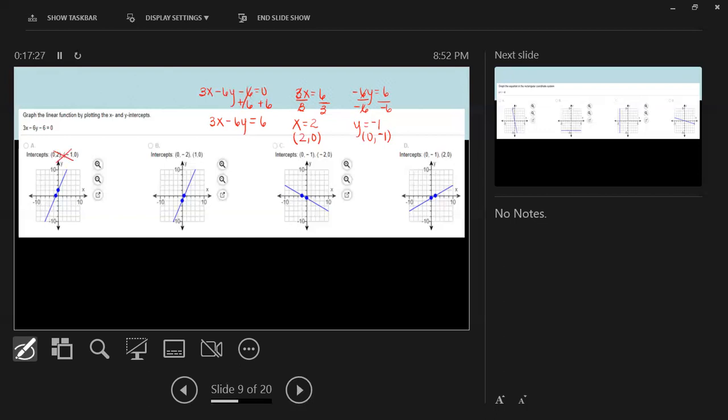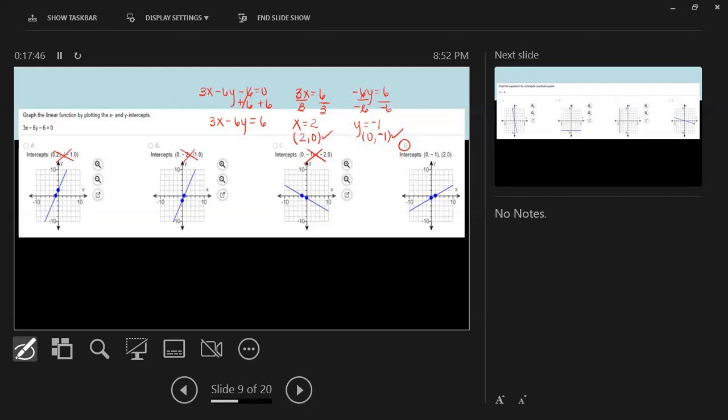B is (0, -2), (1, 0). That is incorrect. C is (0, -1), which does match, but this one is (-2, 0). I need a positive 2. So D will be the correct answer, because we have (0, -1), which is here, and (2, 0), which is here. So those are my intercepts.